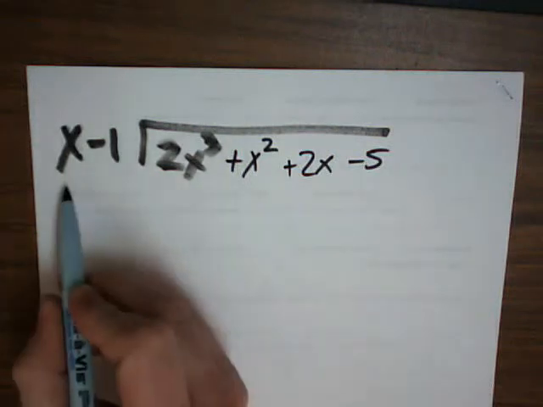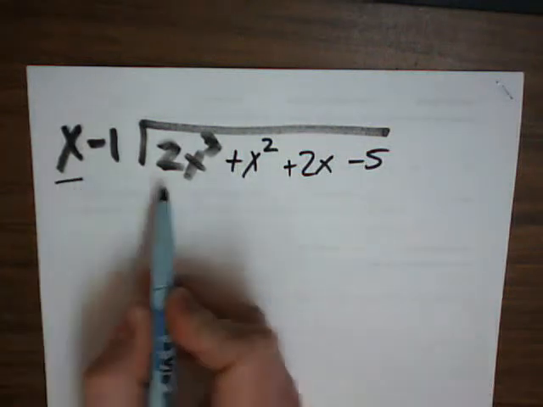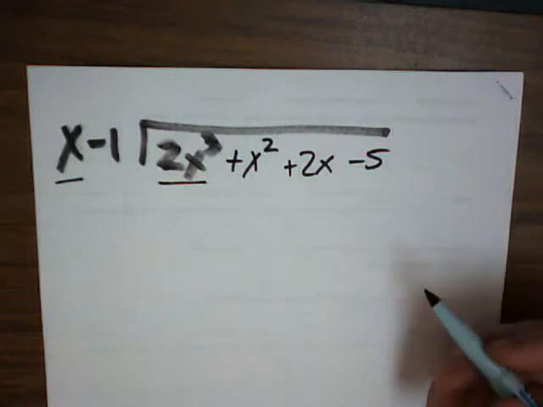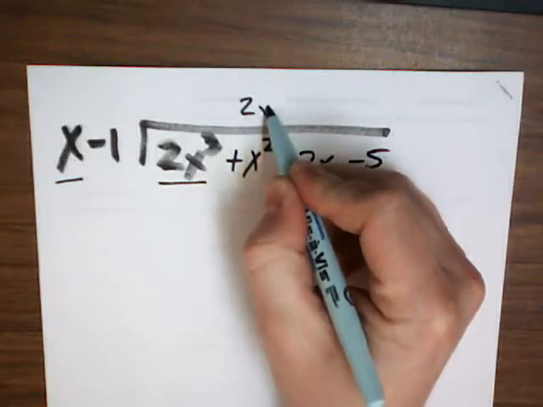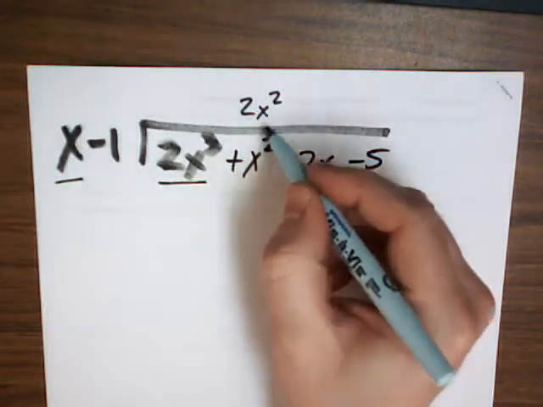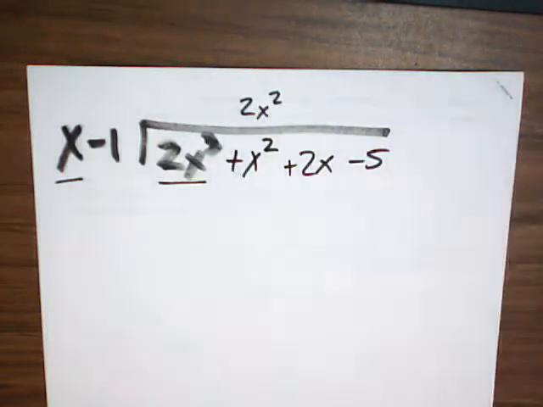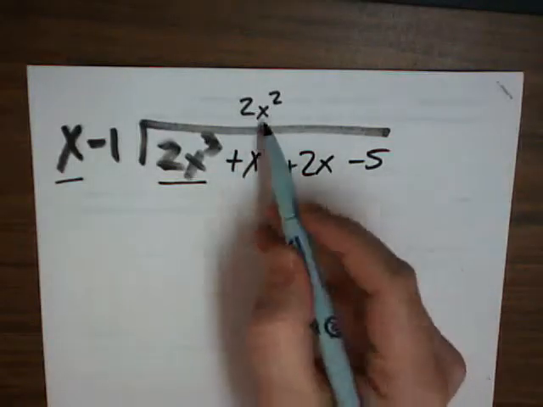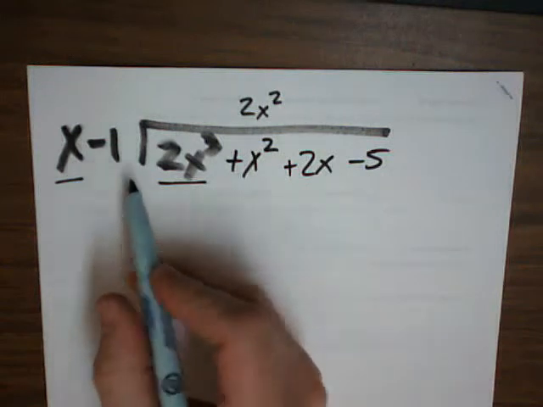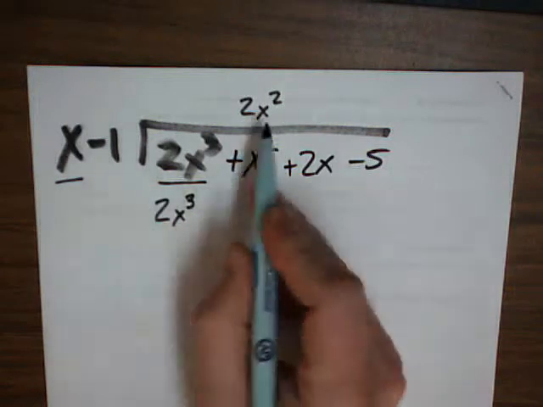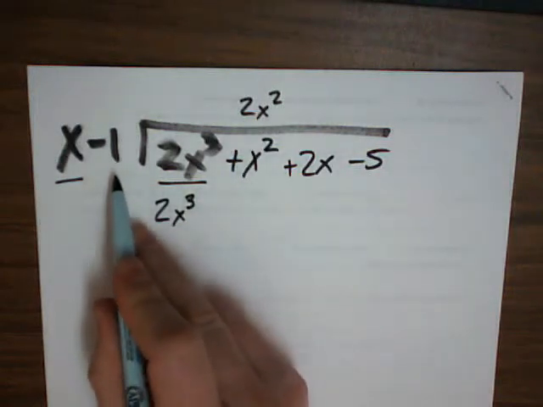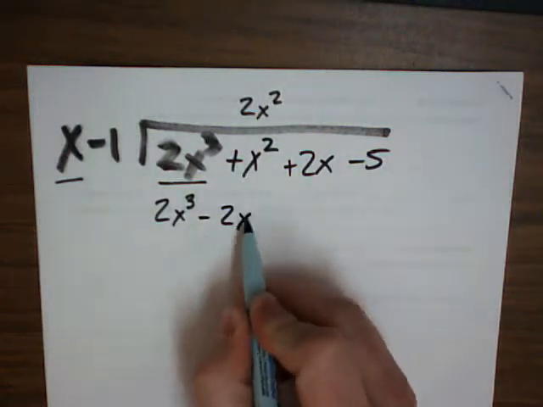So you want to ask yourself, how do I make x look like 2x cubed with multiplication? Times about 2x squared. So 2 times 1 is 2, and x times x is x cubed. So I'm going to go ahead and distribute that to x minus 1. So 2x cubed, and then negative 2x squared, right?